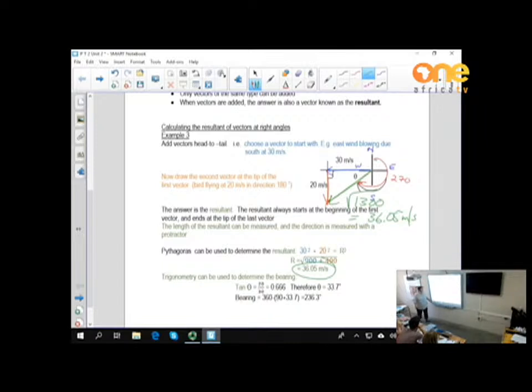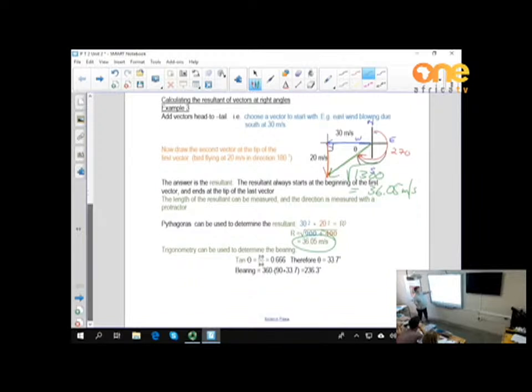Now, this quantity is going to be a vector quantity. We've worked out the size of it. What part is missing? Half of the answer: direction. Once again, we can use math to figure out the direction.